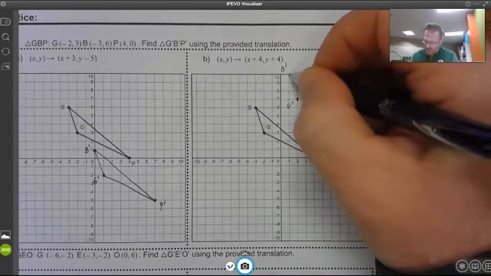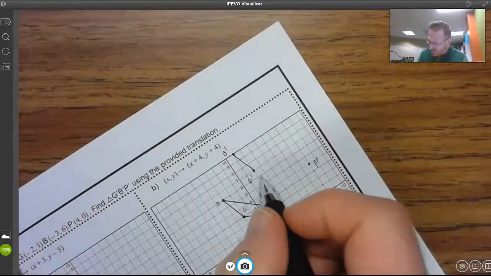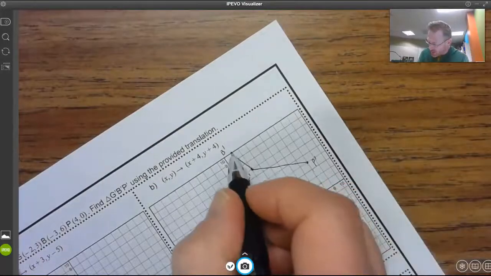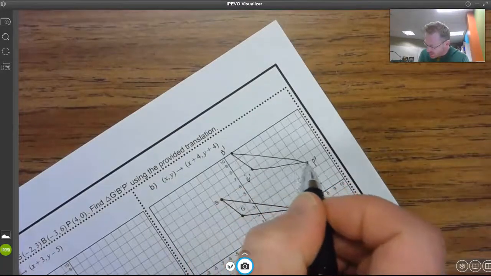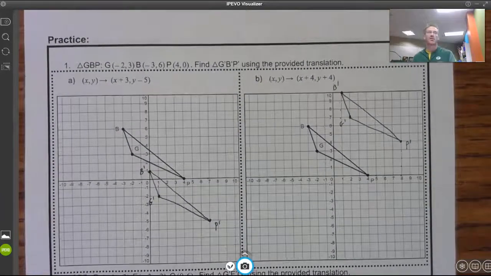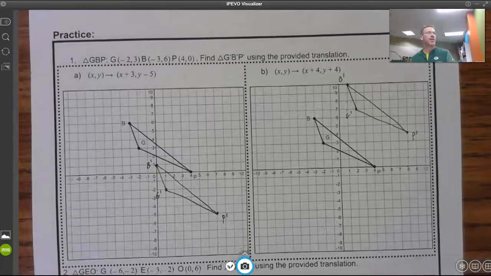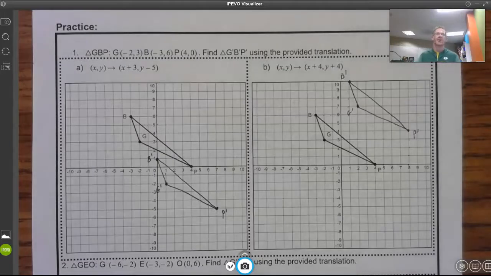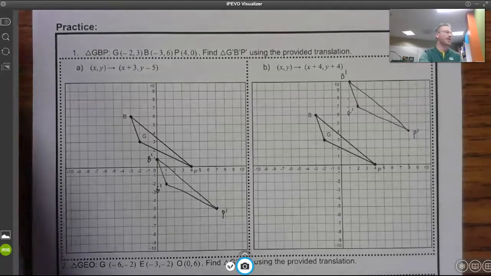And then drawing in that triangle real quick here. It should preserve shape and distance. If it looks kind of weird, that means you made a mistake somewhere, so go back and double check that. All right, and that wraps up our lesson on translations. We'll do a little bit more practice in class. See you then.